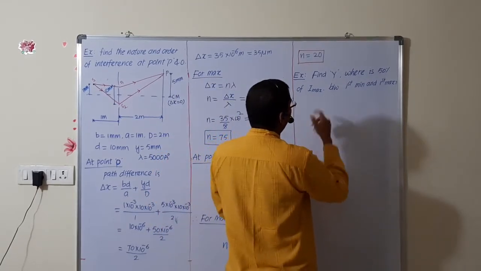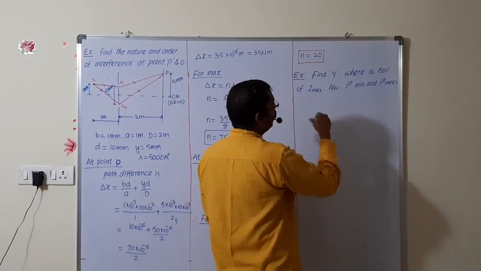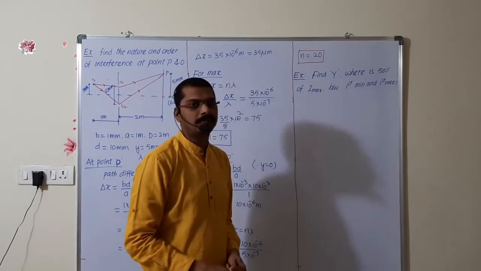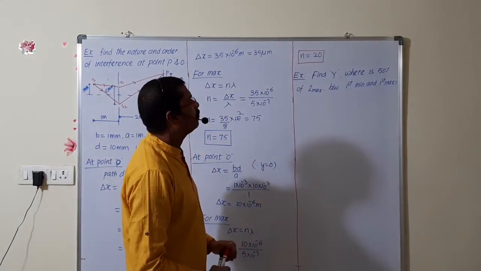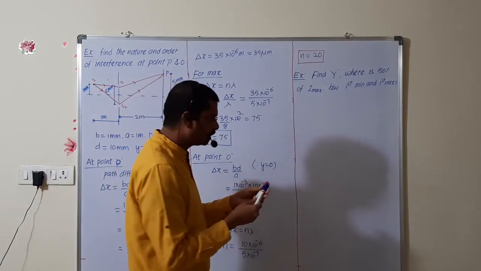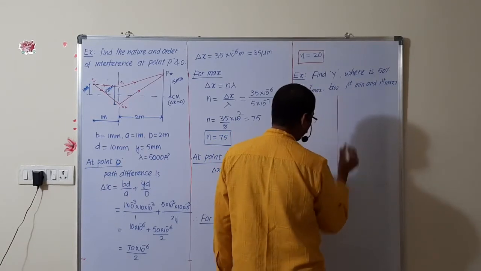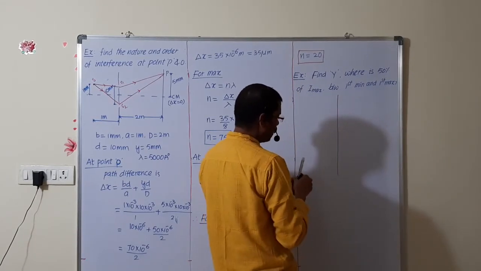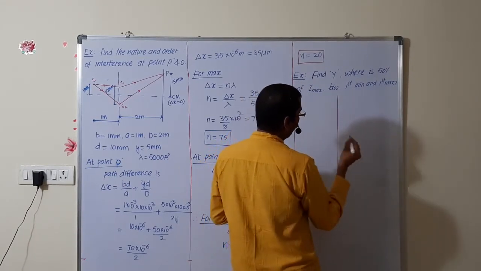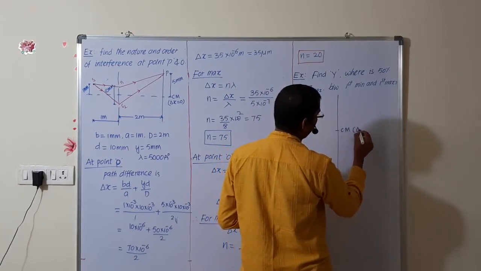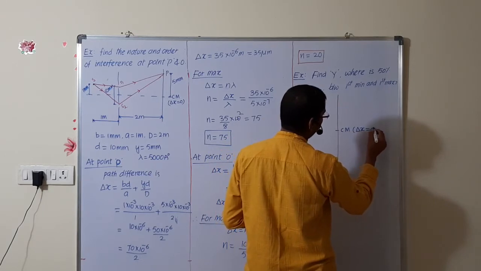Then find where the intensity is 50% of I maxima, between the first minima and first maximum. First of all, what we have to find out is the phase width. Take this as a screen. On this screen, how will it be located? This is the central maxima, which means delta x is equal to 0.